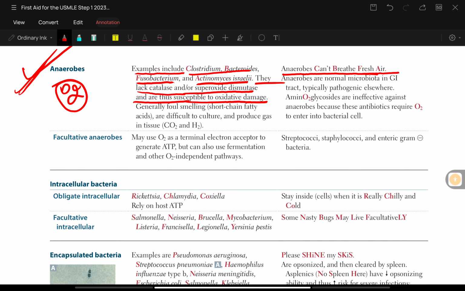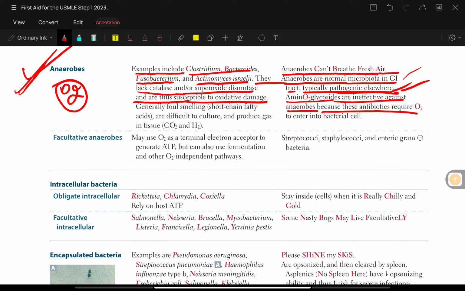Now anaerobes are normal microbiota in the GI tract, typically pathogenic elsewhere. So anaerobes are normal microbiota in the GI tract, but except in the GI tract they are pathogenic. Now aminoglycosides are ineffective against anaerobes because these antibiotics require O2 to enter inside the bacterial cells.